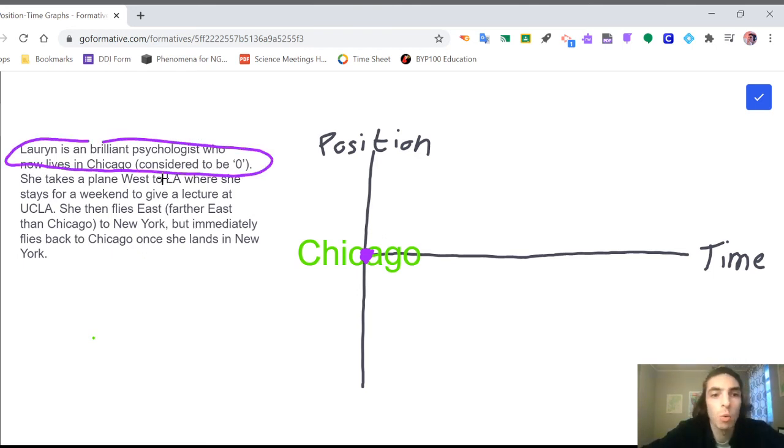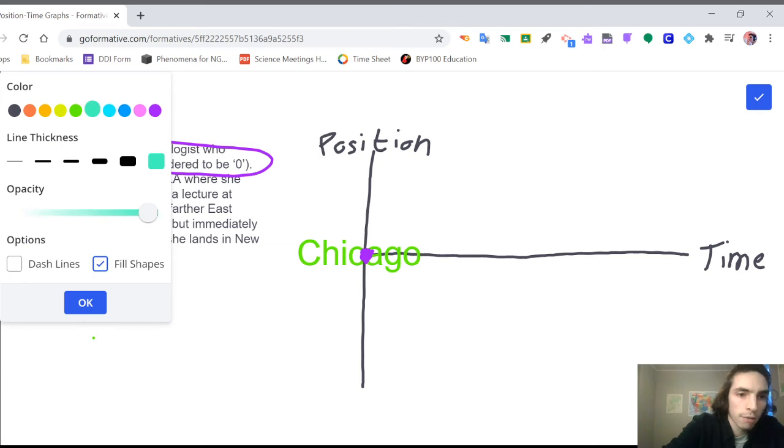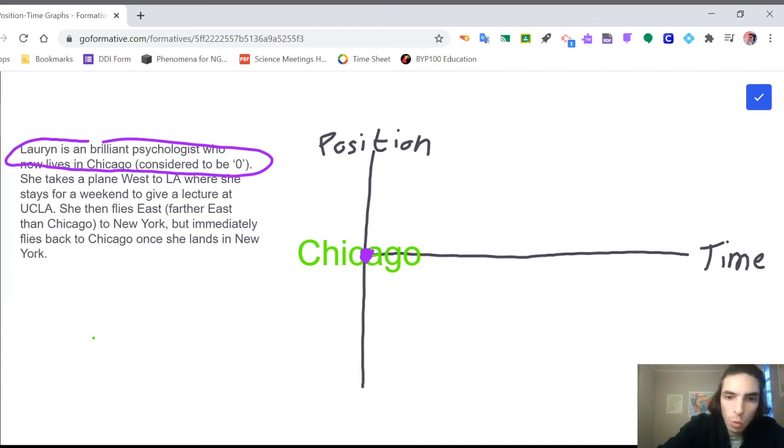She then takes a plane west to LA. So west, again, is like on a compass rose to the left, which on a coordinate plane we know would be negative, where she stays for a weekend to give a lecture at UCLA. So let's draw that first. She takes a plane west. So again, west is like negative, so she's heading in the negative direction.